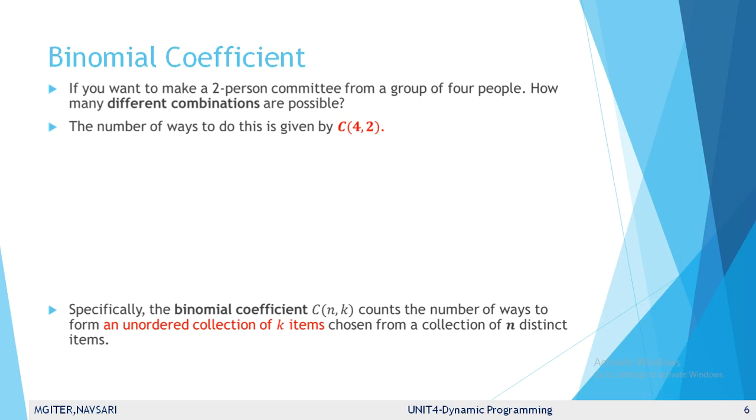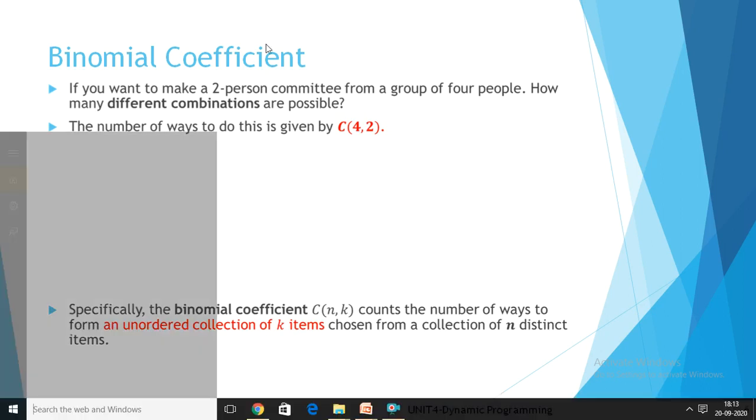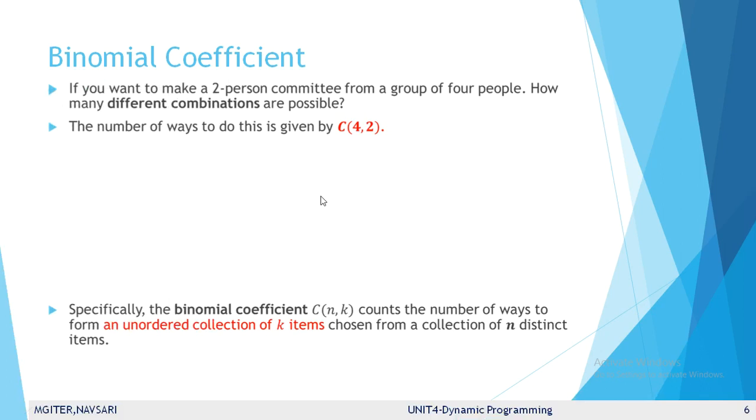Now, we take the example here for computing the binomial coefficient. If we want to make a committee of 2 from a group of 4 people, then how many different combinations are possible? The number of ways we find using C of n, k, which means combination of 2 people from a group of 4 people.